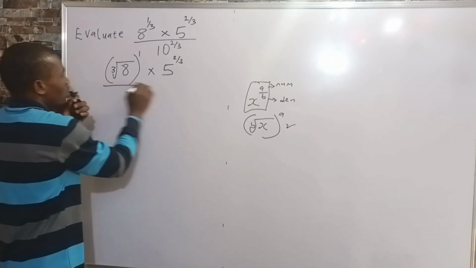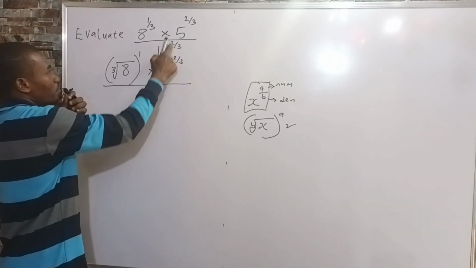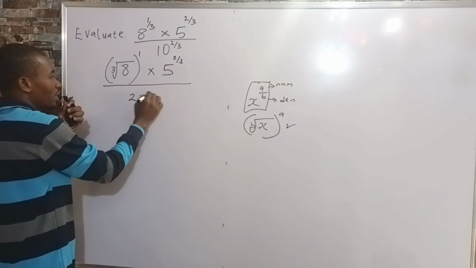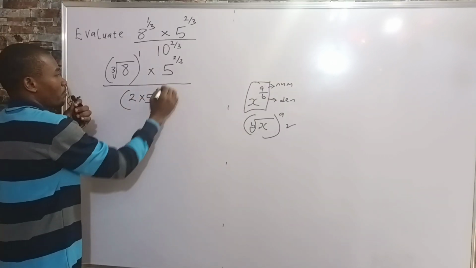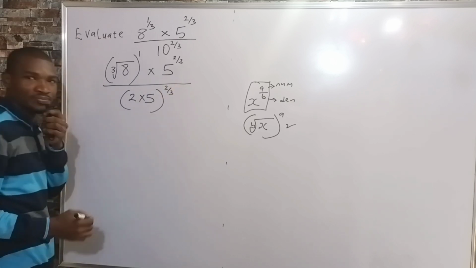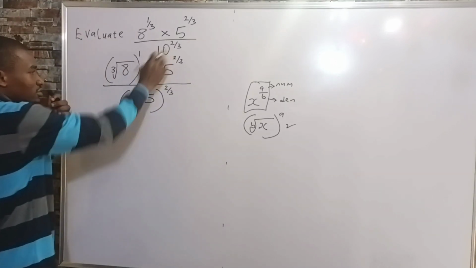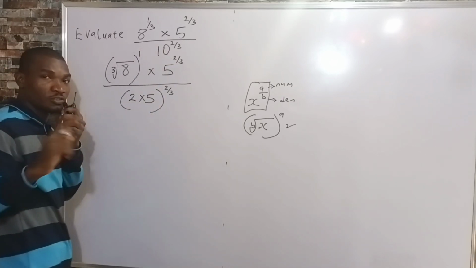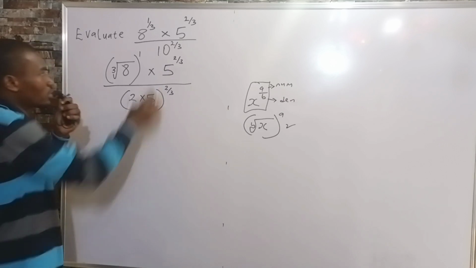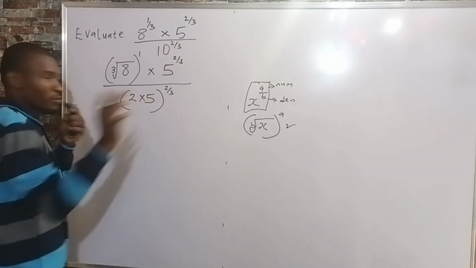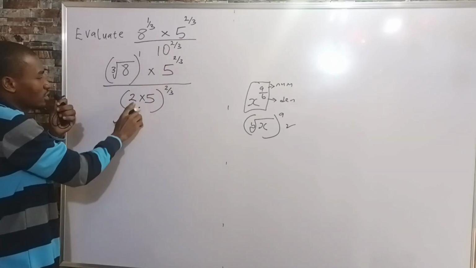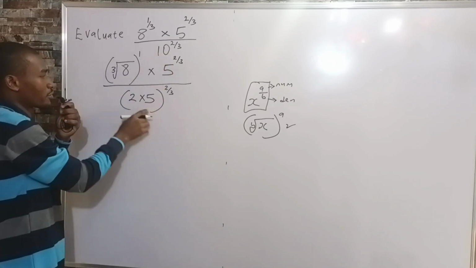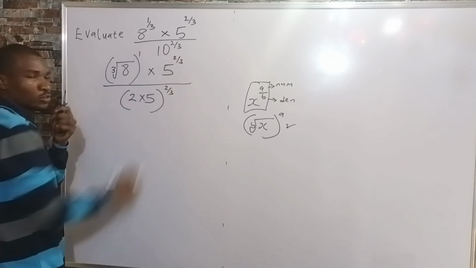Then all divided by, here I have 10 raised to the power of 2 thirds, which simply can be broken as 2 multiplied by 5, all raised to the power of 2 over 3. So this is exactly this. If you've forgotten what I exactly did here, trace back to my yesterday's video, and you're going to recall what exactly I did here. But don't forget, 10 is the same thing as 2 times 5, because 2 times 5 is still going to give you 10. Then raised to the power of 2 thirds. So that's what I did.